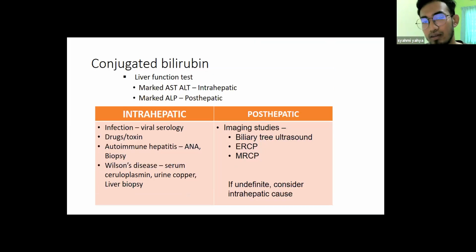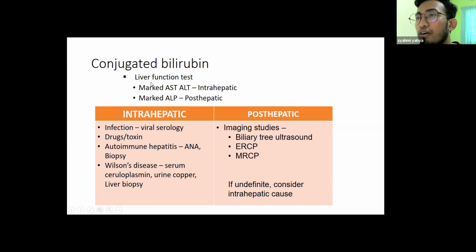So if the patient is conjugated bilirubin, then we do liver function test. If there is marked AST and ALT, it may suggest intrahepatic. So we check for infection causes. We can do virus serology. For drug and toxin, we ask for the history. And also for autoimmune hepatitis, we can do anti-nuclear antibody and also liver biopsy. Or even for Wilson disease, we check for serum ceruloplasmin and urine copper. And also we do liver biopsy for Wilson disease.